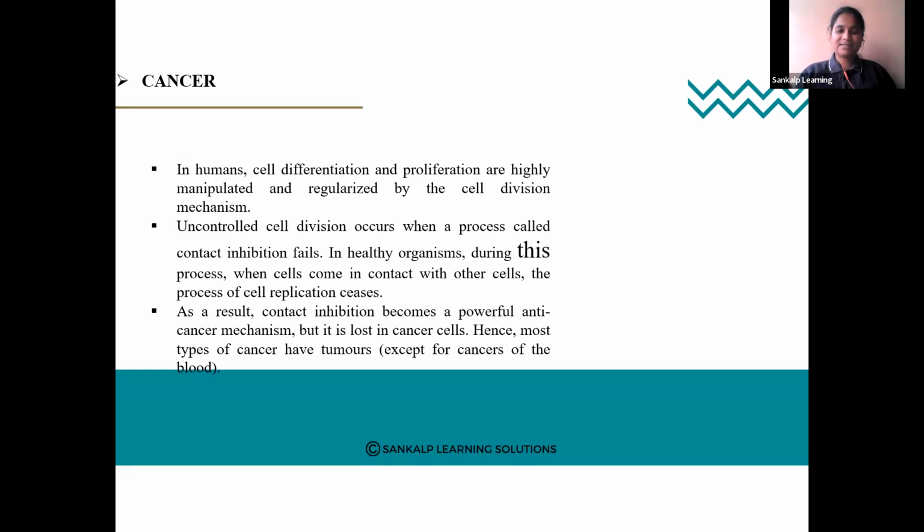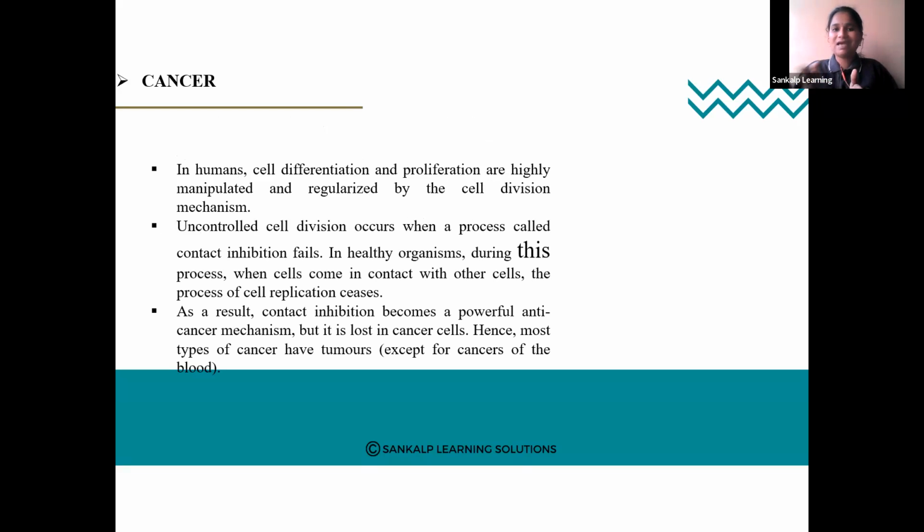Next, we have cancer. In humans, cell differentiation and proliferation are highly manipulated. Cell division occurs for the growth and development of a living organism. When we consider human beings also, there cell division, cell differentiation and development will be there. So, as you can see, cell differentiation and proliferation are highly regularized.